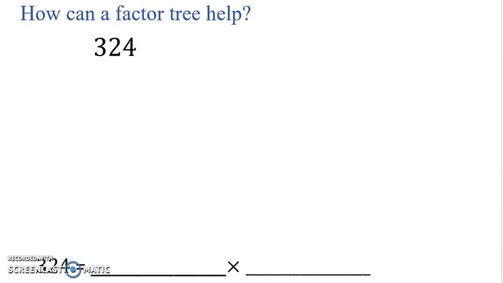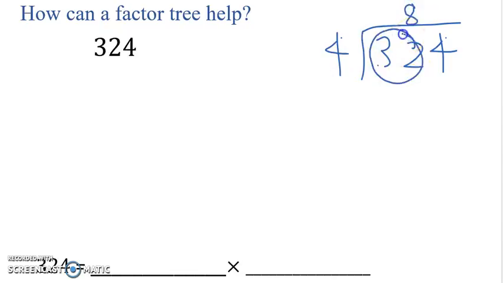I hope you can see that if I look at 324, 4 goes into 32. So knowledge of your times tables will be important. 4 goes into 32 8 times, so I'm already looking at that. And then 4 goes into 4 exactly once. So it turns out that 4 times 81 is 324. So I can break down 324 into the product of 4 and 81. And 4 and 81 are both not prime numbers, so I'm going to keep going.